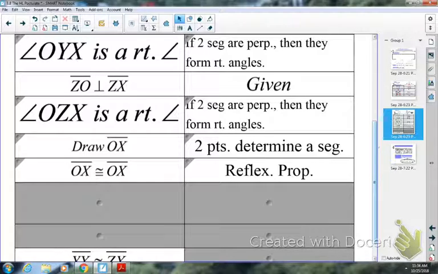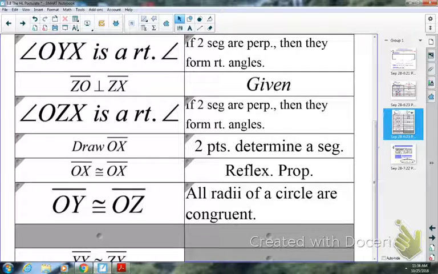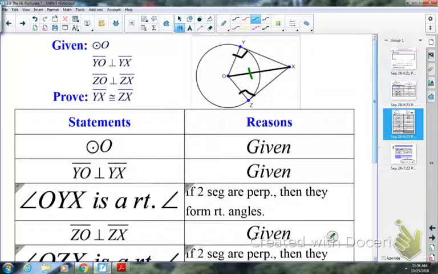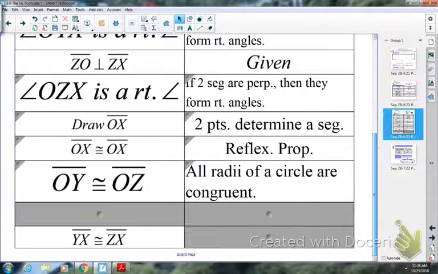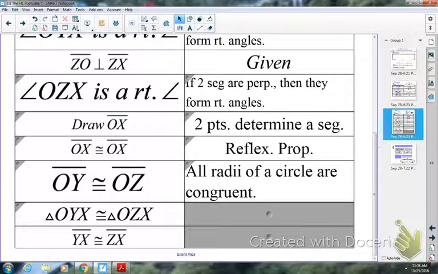Where are we going to get the leg from? Okay, Abby? YO is congruent to ZO because all radii are congruent. Good. YO or OY and ZO or OZ are congruent because we know all radii of a circle are congruent. I'll come back in a moment here, but I'm going to scroll up for a moment. Those are going to be these two. So hopefully you notice that should be enough to prove your triangles are congruent. So you can state triangle OYX is congruent to triangle OZX by HL, hypotenuse leg.